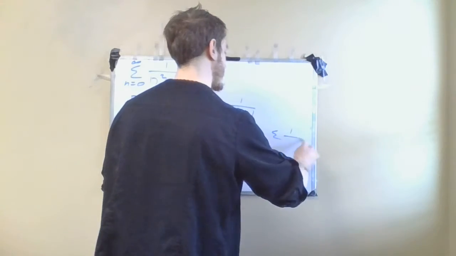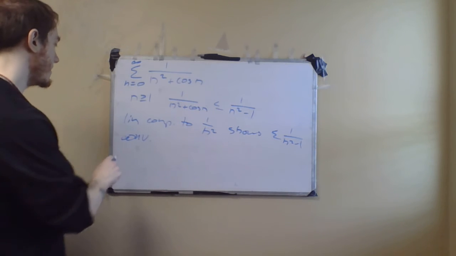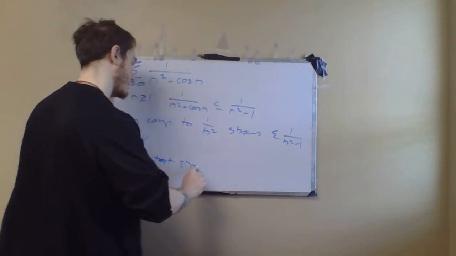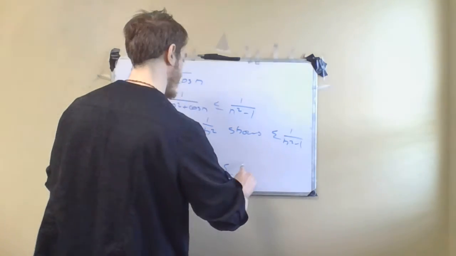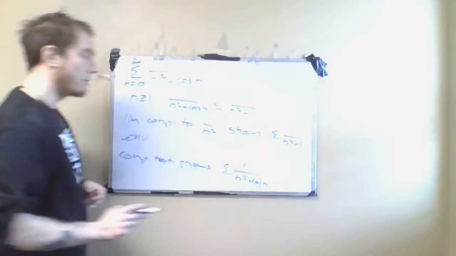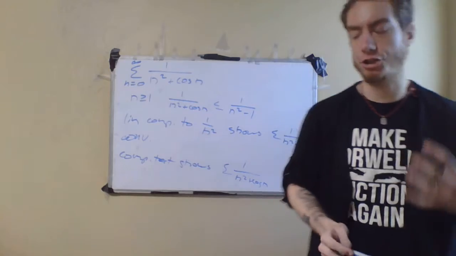And this shows that the sum of 1 over n squared minus 1 converges. And then the comparison test shows that the sum of 1 over n squared plus cosine n must also converge. So in this case, we actually use both tests.